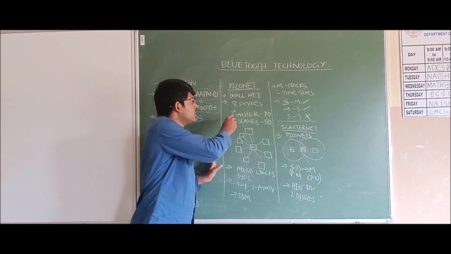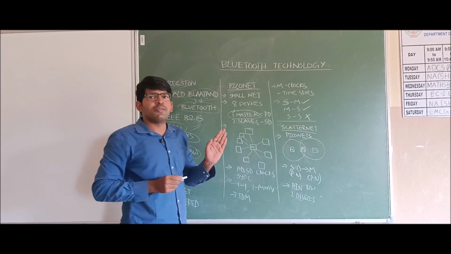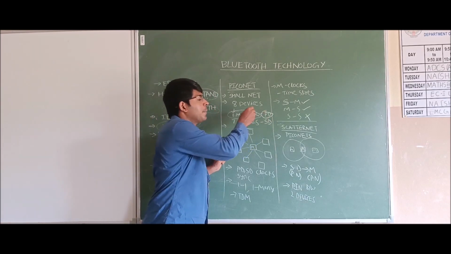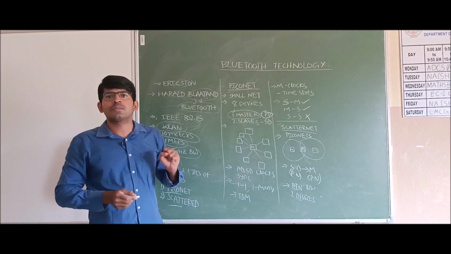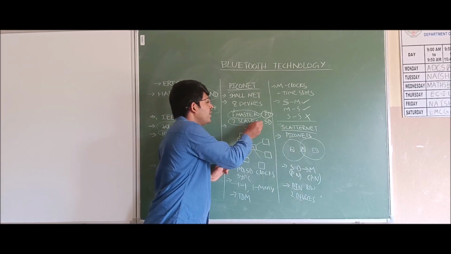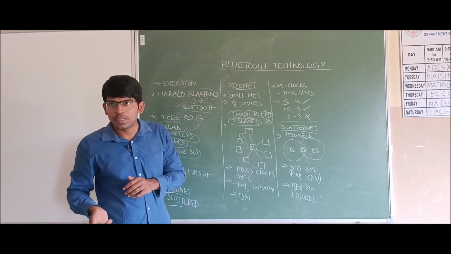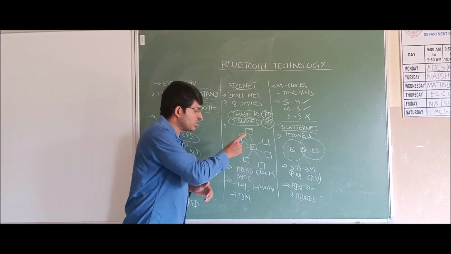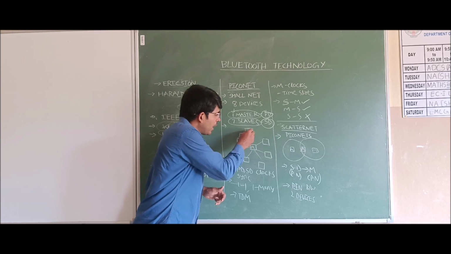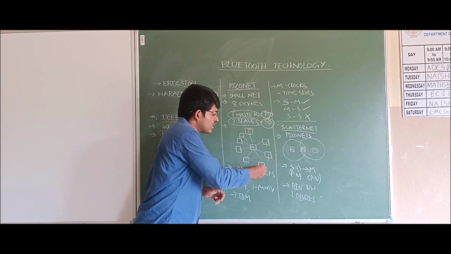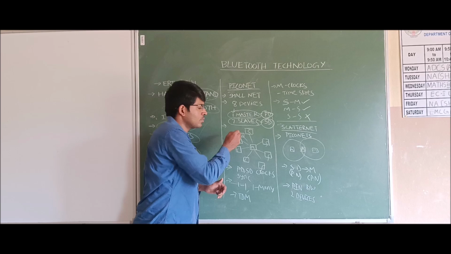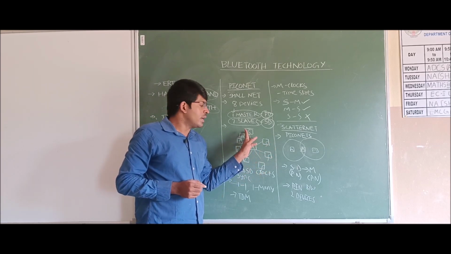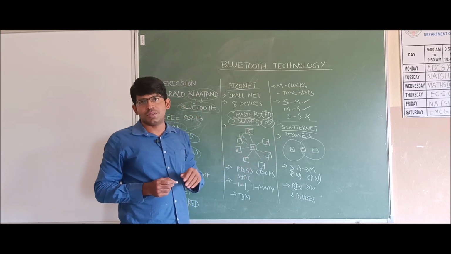Among these 8 devices, one device acts like a master. We call this a primary device. And the remaining 7 devices act like slaves. We call them secondary devices. So this is the master and the remaining all are slaves. All these slaves are connected to the master in a star topology fashion.